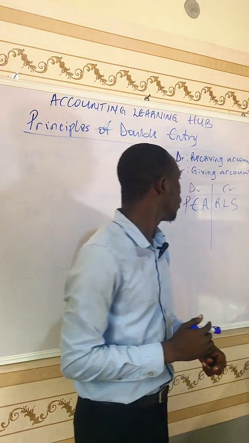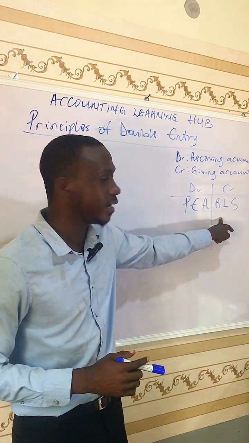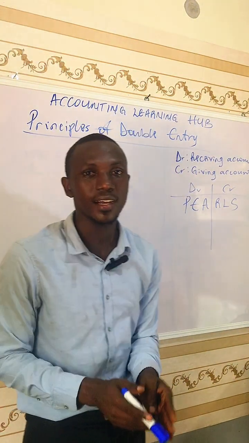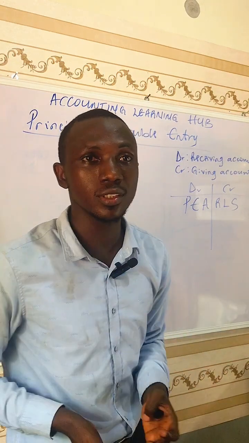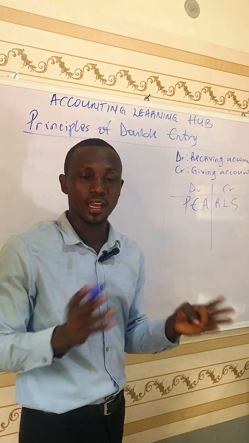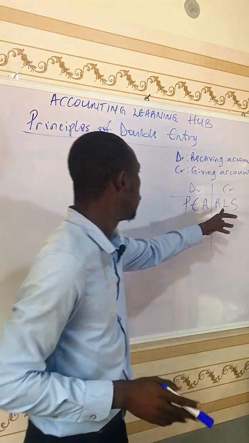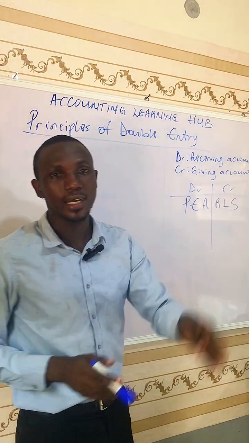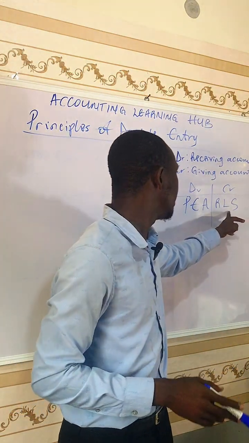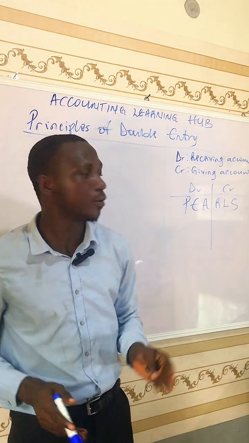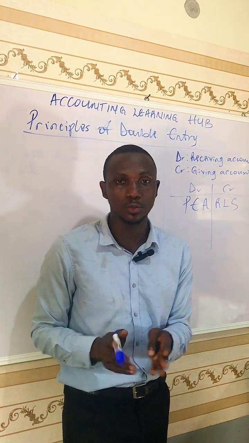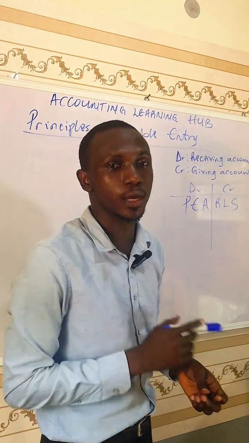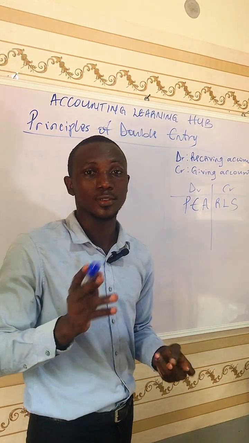And for the other side, we have revenue. Revenue like sales, discount received, etc. Whenever there is revenue, we credit the account, and when there is liability, we credit the account, and when there is sales, we also credit the account. Do you get that?